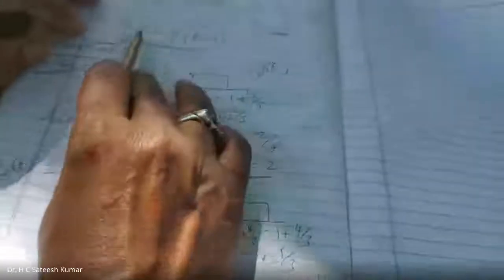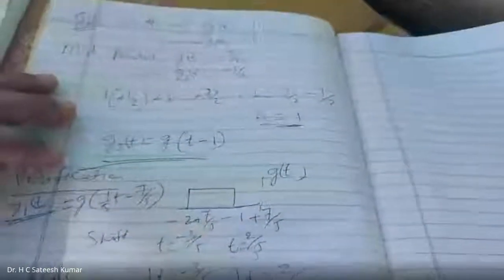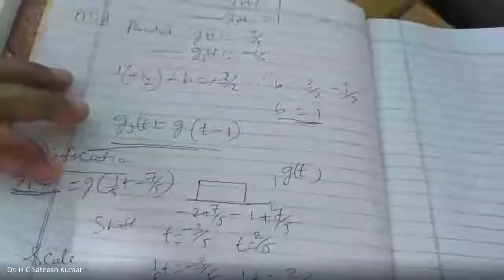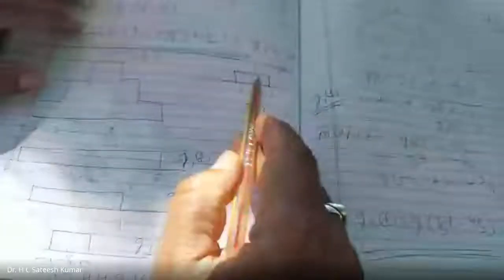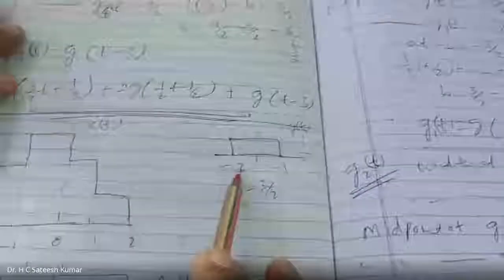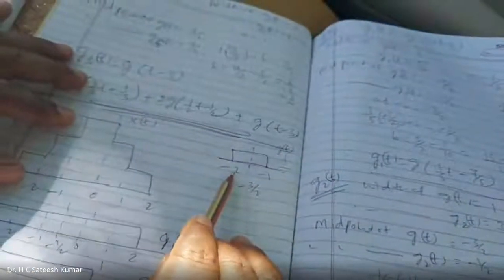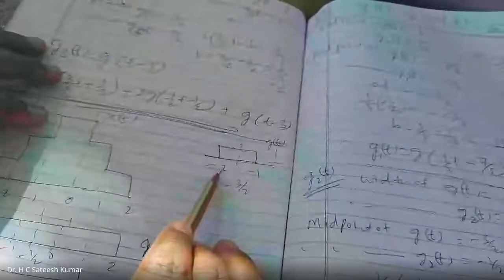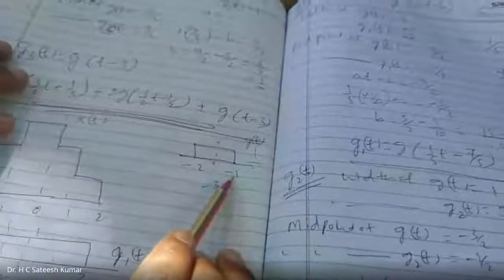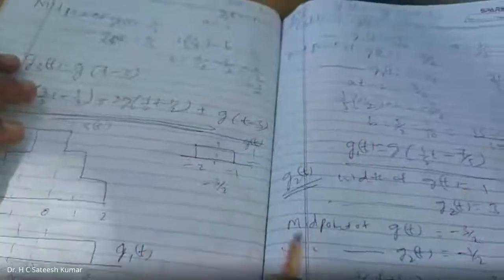Okay, right. The last one is a very simple one. g3 of t is nothing but g of t minus 1. g of t minus 1 is nothing but what? Shift right by 1 unit. Take the original signal. Shift right by 1 unit means -2 plus 1, which is -1, and -1 plus 1 is 0. Okay, one minute, one minute. There is a mistake here. Third one, g3 of t.